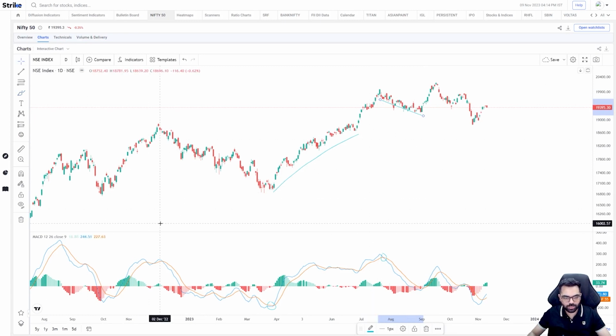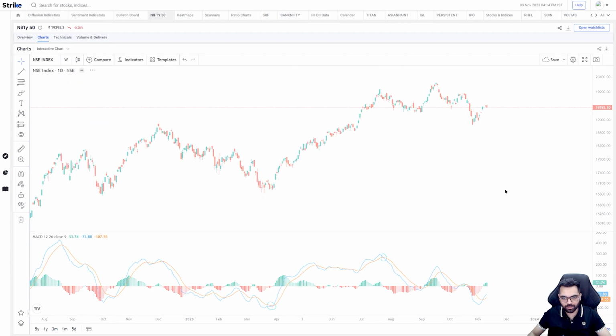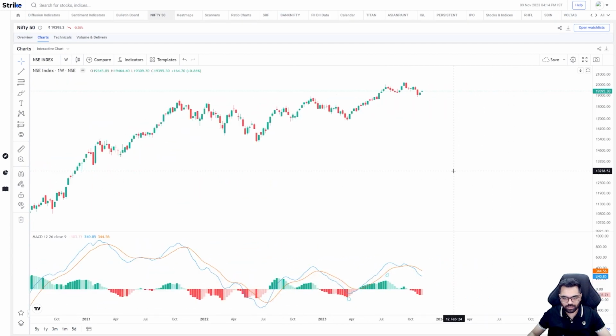One can look for bullish and bearish crossovers across time frames. Now this is a daily chart. One can try to look at it on any other time frame, so let me show you on weekly as well. So this is a weekly chart. As you can see here also, when the MACD line crosses above the signal line, it is a bullish crossover, and when it crosses below the signal line, like this one, it is a bearish crossover.